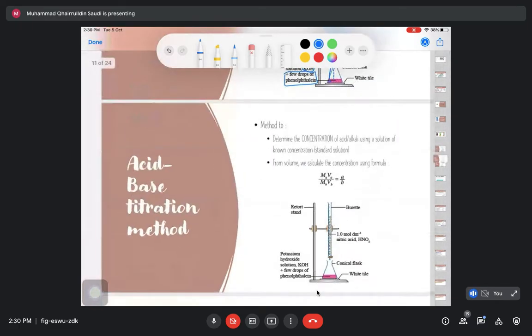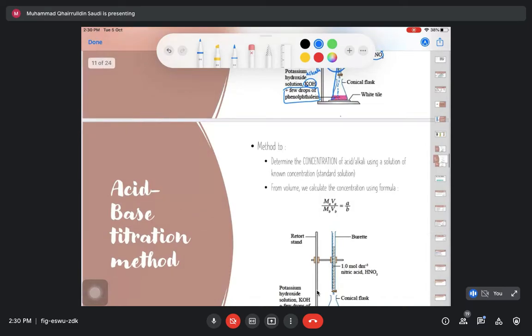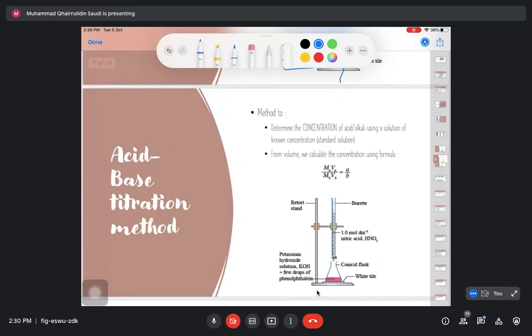So acid-base titration means we try to titrate acid with base, acid with alkali. Acid-base titration is usually used to determine the concentration, not only the volume. We determine the concentration of acid or alkali using a solution of known concentration. The words known concentration we have met before: it is a standard solution.